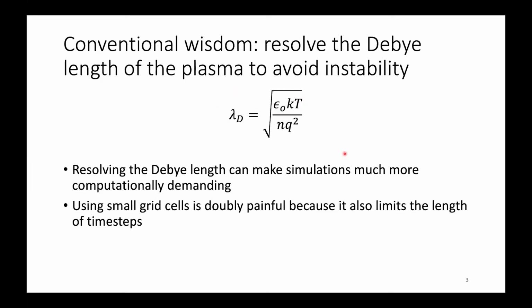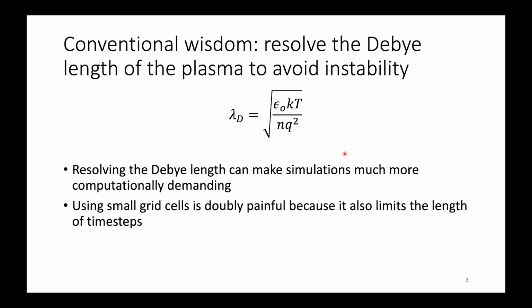Unfortunately, resolving the Debye length makes simulations a lot more demanding if the physics we want to resolve is on a much larger scale than the Debye length. So ideally, we'd like to not have to resolve the Debye length. And then additionally, if we have to use these small grid cells, then we also have to use small time steps for stability. And so it makes it really expensive to run these simulations.